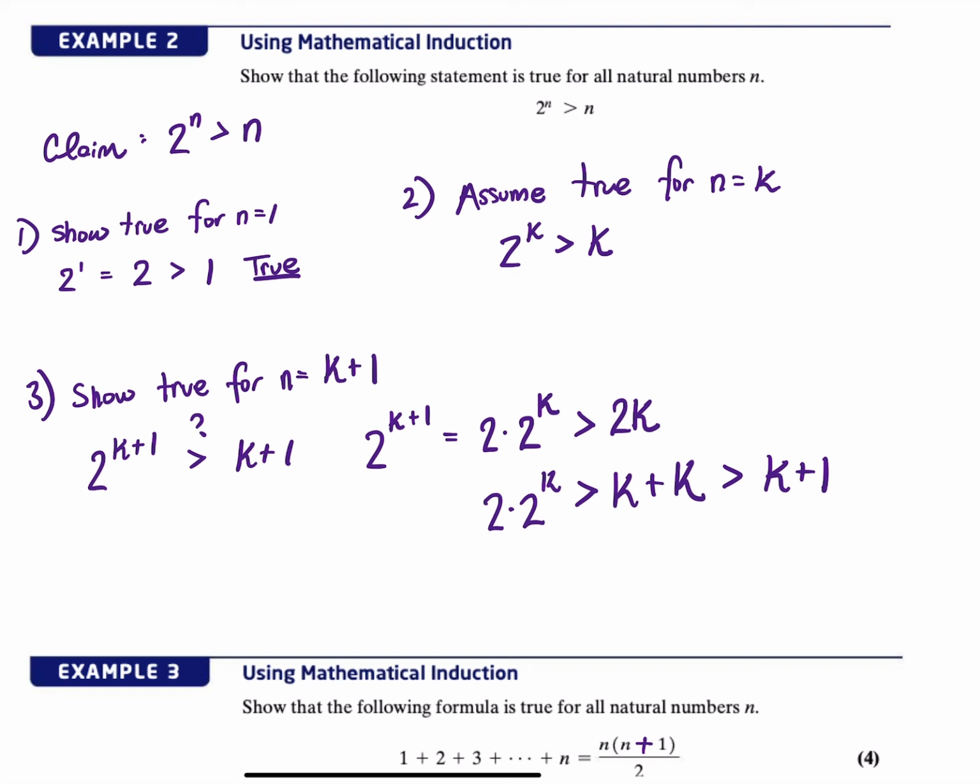So since 2 to the power k plus 1, we rewrote it as 2 times 2 to the power k, and since it's greater than 2k, which we're saying is also greater than k plus 1, well then we can just say that 2 to the power k plus 1 is greater than k plus 1. That's what we wanted to say from the beginning of part 3.